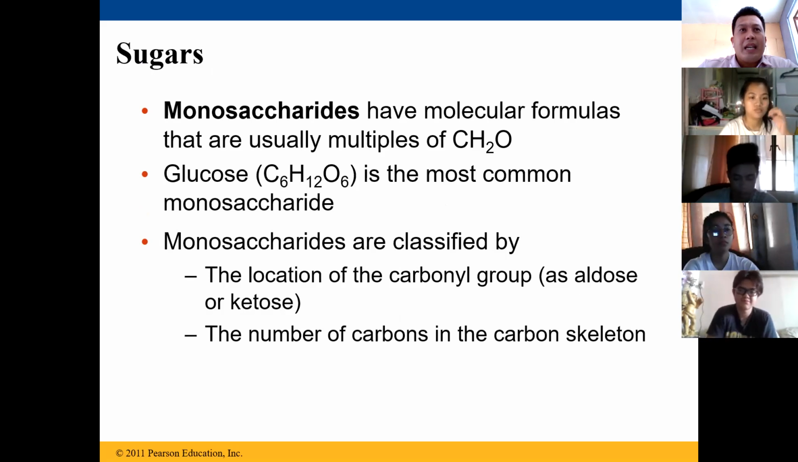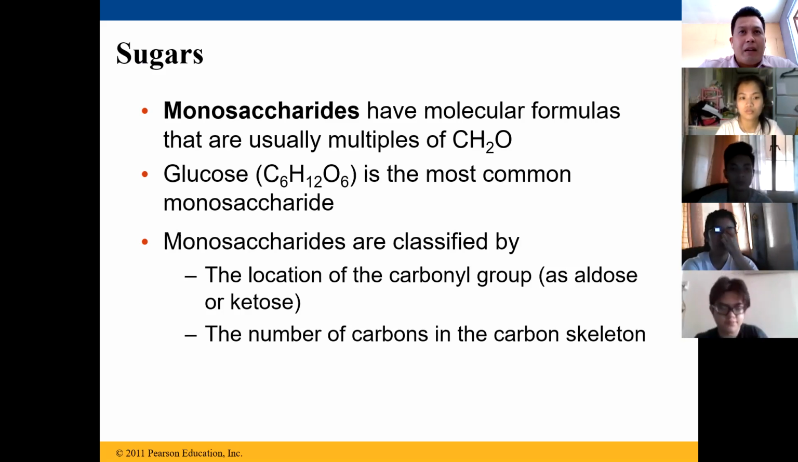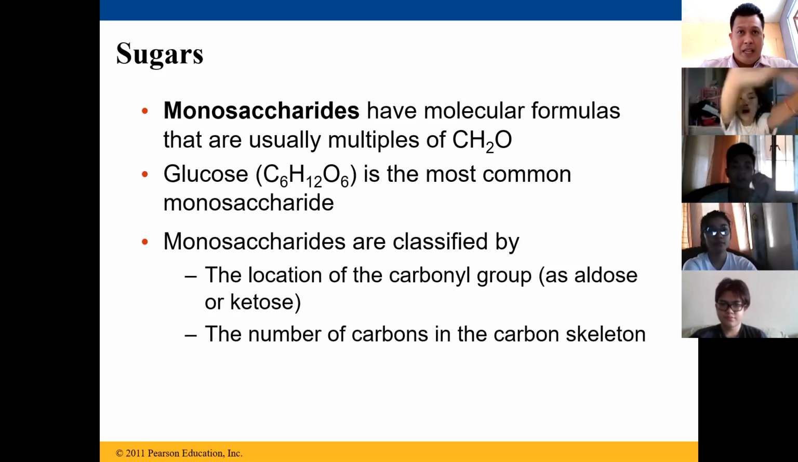The most common of these monosaccharides is glucose, with the molecular formula C6H12O6. These monosaccharides are classified by the location of their carbonyl, whether connected with a ketone or an aldehyde. Carbonyl as an aldehyde in a sugar makes it an aldose. A ketone in a sugar makes it a ketose.